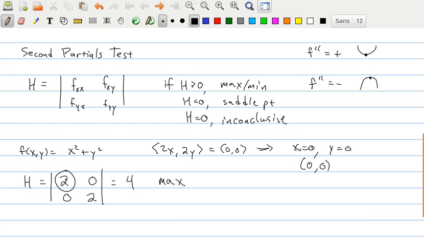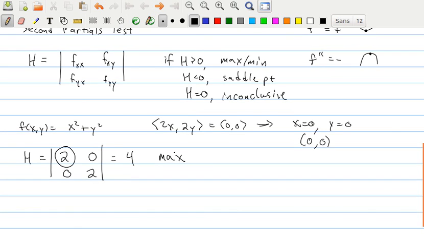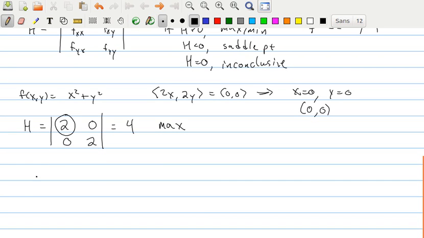And you can actually look at either of these two corner partials here. You can look at either f_xx or f_yy. In order for the determinant to be positive, they must both be pointing in the same direction. So this tells us that we've got a max here. Let's look at another one.